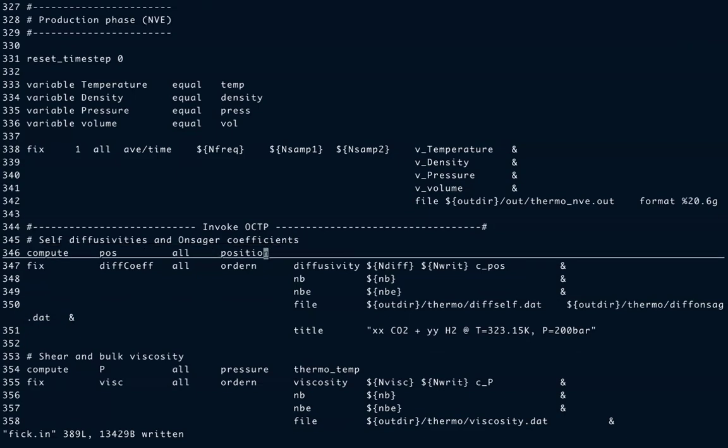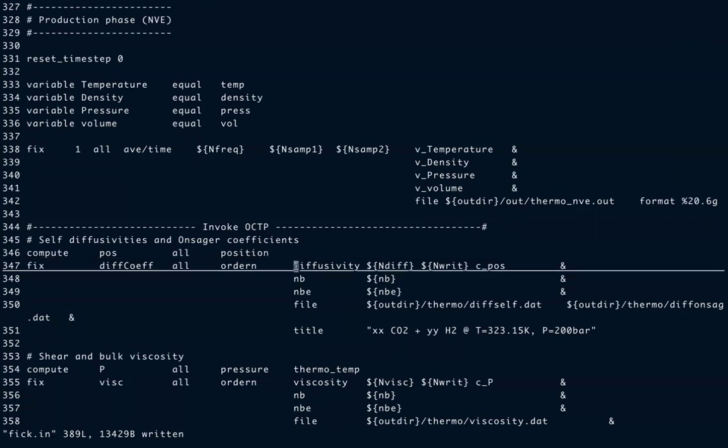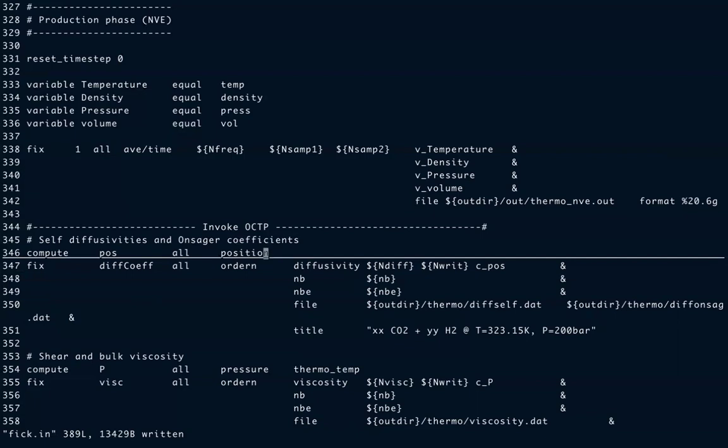Now, the important thing to consider here is that you need to input the position of all the molecules to the OCTP plugin. For this reason, you have to instruct LAMMPS to first accumulate all of the positions of all of the molecules. And this is done by the compute command. So here I say compute pos all position.